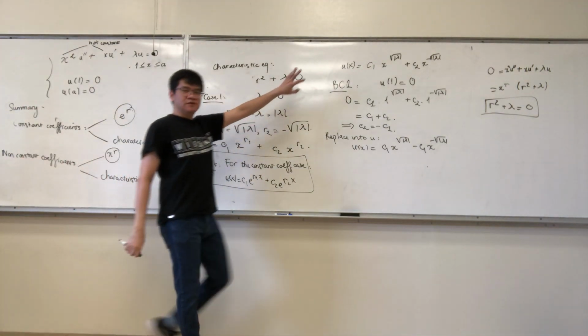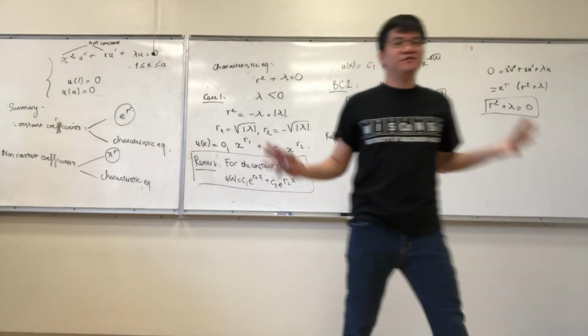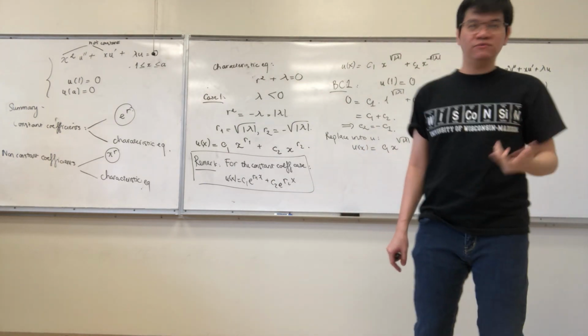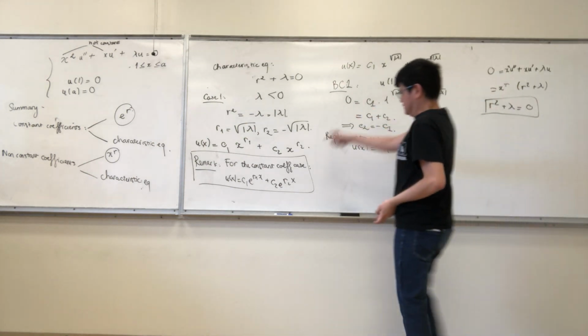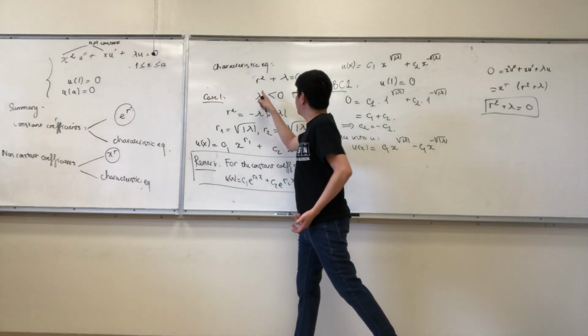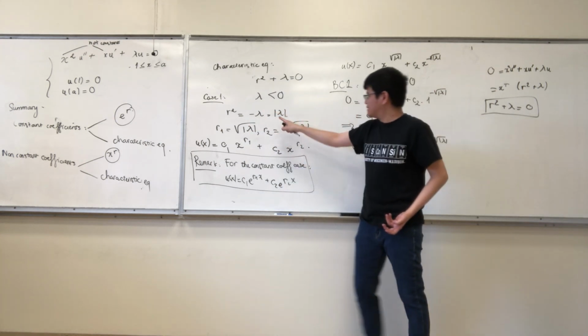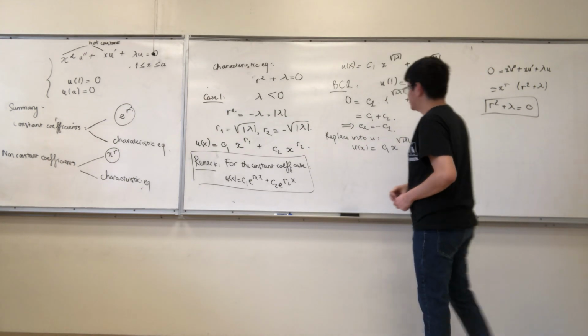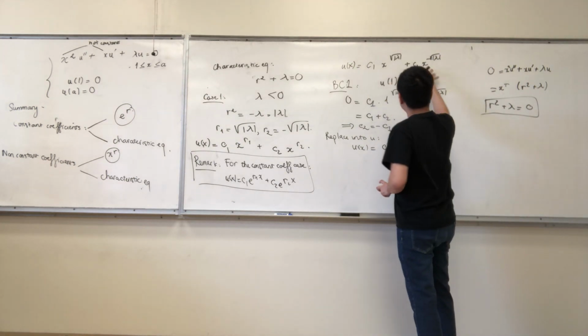c1 x to the square root of lambda minus c1 x to the minus square root of lambda. Right. So the whole process is the same, except that you replace exponential by the polynomial. In this case, the characteristic equation has two solutions, square root of the absolute value of lambda and minus square root of the absolute value of lambda. So u(x) will be the linear combination of this and that.